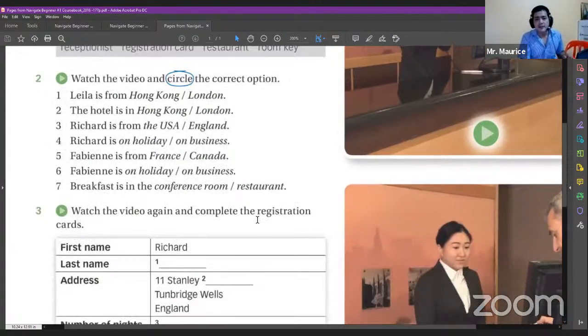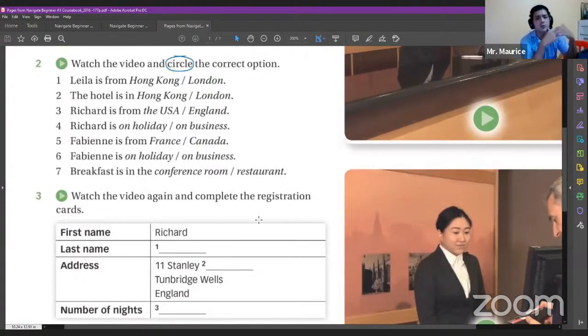Okay. In the activity number 2, you will watch the video again. Watch the video again and circle. You're going to circle the correct option.